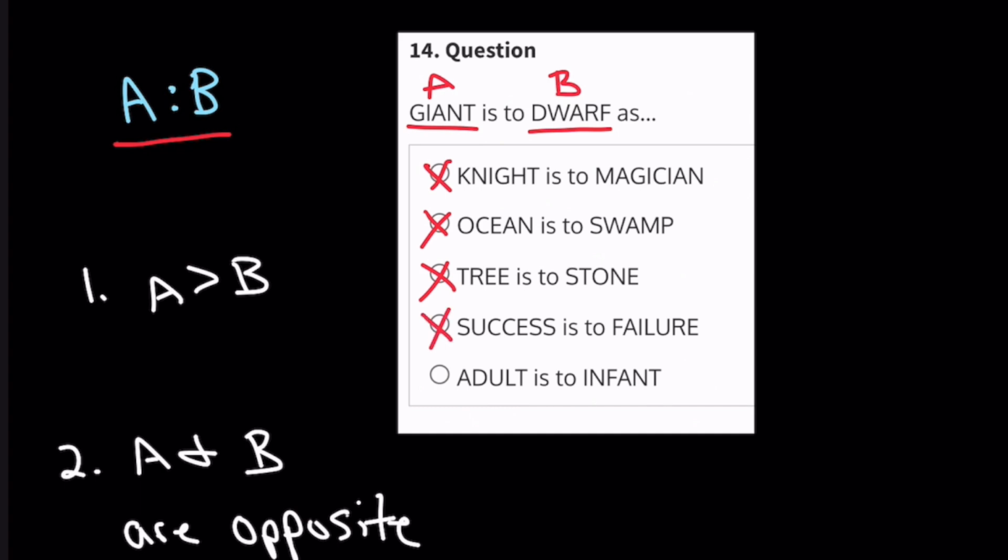And then our last one is adult is to infant. So an adult is bigger than an infant. And an adult and infant are opposites in size, so that also works. And they're the same type of thing. They're the same category, which here would be a person. So that's going to be the correct answer for our question, adult is to infant.